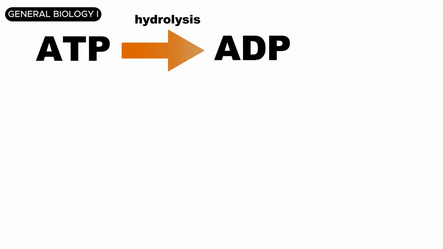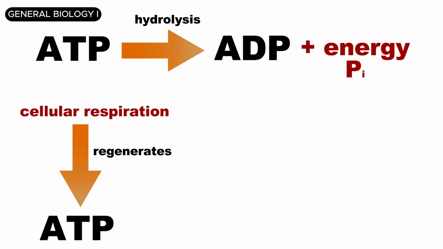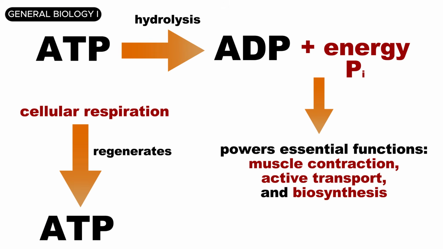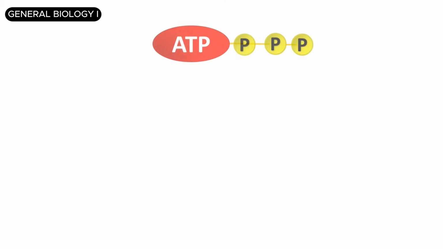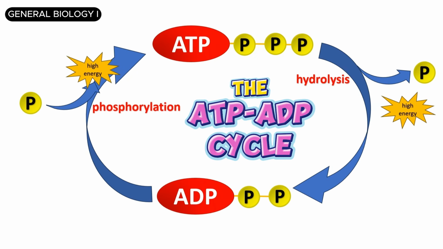In summary, ATP provides energy for countless cellular processes by breaking down into ADP and releasing energy stored in its phosphate bonds. Cells regenerate ATP through processes like cellular respiration, ensuring a constant supply of energy. This ATP-ADP cycle powers essential functions like muscle contraction, active transport, and biosynthesis, making it one of the most critical mechanisms in living organisms. The ATP-ADP cycle is a renewable energy system vital for maintaining the life and function of cells.